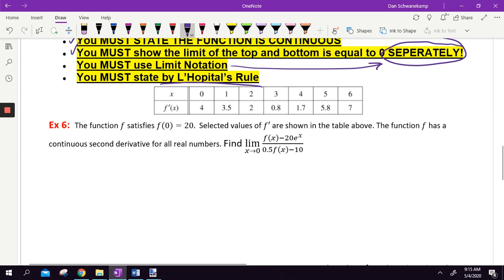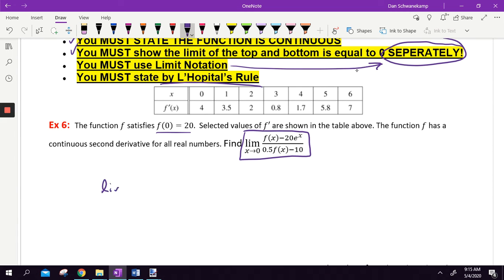All right. So for example, the function f satisfies f of 0 is 20. Selected values of f prime are shown in this table. The function has a continuous second derivative for all real numbers. We are finding the limit as x approaches 0 of this guy right here. All right, so as I look at this problem, I see the limit of a function. Some different things are going on. So here's what I'm going to do.